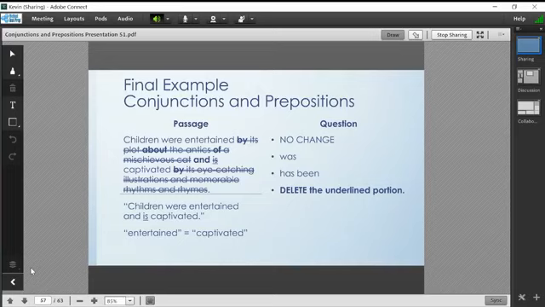And just so you know, that word "were" is going to be assumed for both "entertained" and "captivated." That kind of throws things off. Okay? So that's our quick lesson for today.